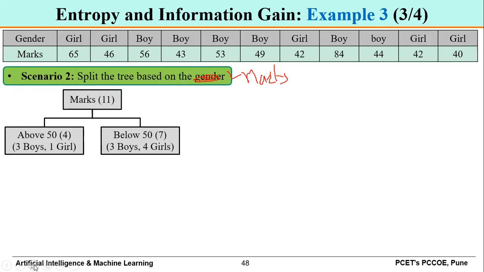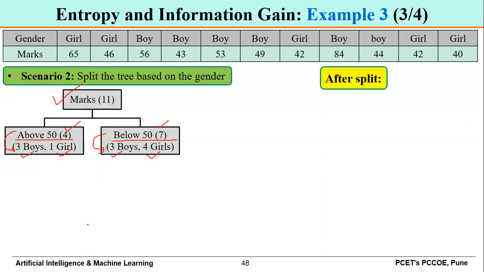When we consider marks as the basis of the decision tree, we put a cutoff of 50 marks. So the parent node is marks, with 11 data points. Students with greater than 50 marks: there are 4 students, and in that, 3 boys and 1 girl. And students who received less than 50 marks: there are 7 students, out of which 3 are boys and 4 are girls. So in this cutoff also there are sub nodes, or we can say leaves.